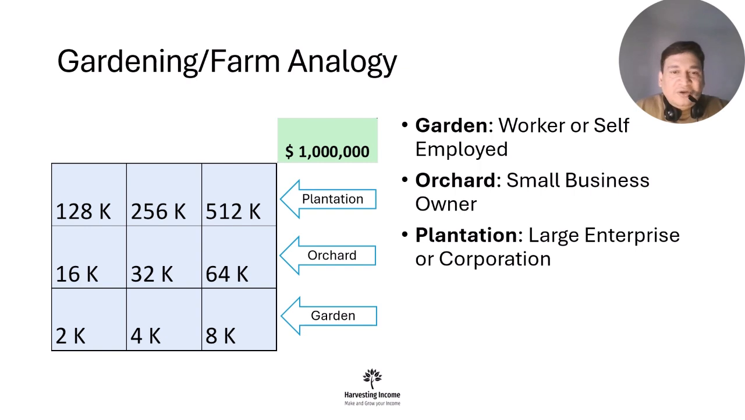So at stage one, you are just a gardener. You have a garden. At stage two, you are an orchard owner. At stage three, you have a plantation. You are the plantation owner, which is like a large enterprise. In the first stage, you are just a worker or a self-employed person. So you are still dependent on wages. You still depend on the economy.